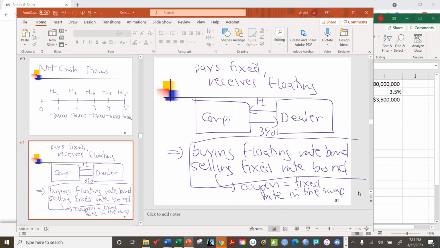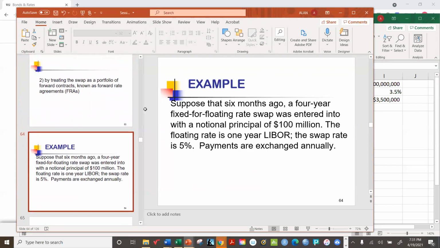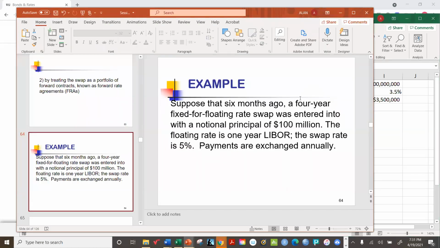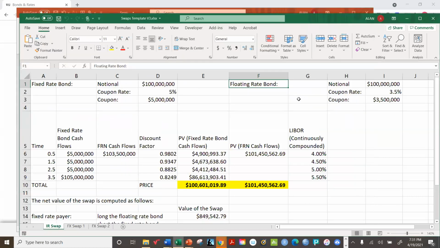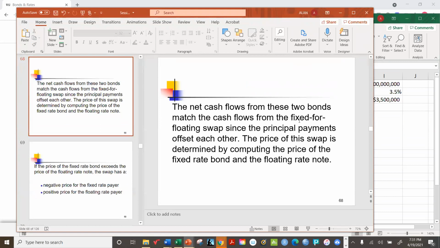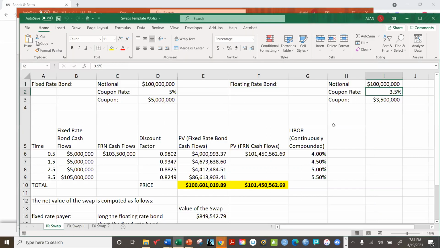All right, now, here in this case, the swap itself is based on 5%. So that's our coupon. The annual coupon to this bond, the fixed rate bond, is $5 million. On the floating rate side, it's LIBOR, but we're going to claim that at the moment, the LIBOR rate is 3.5%. Okay, we're going to assume that we know that.